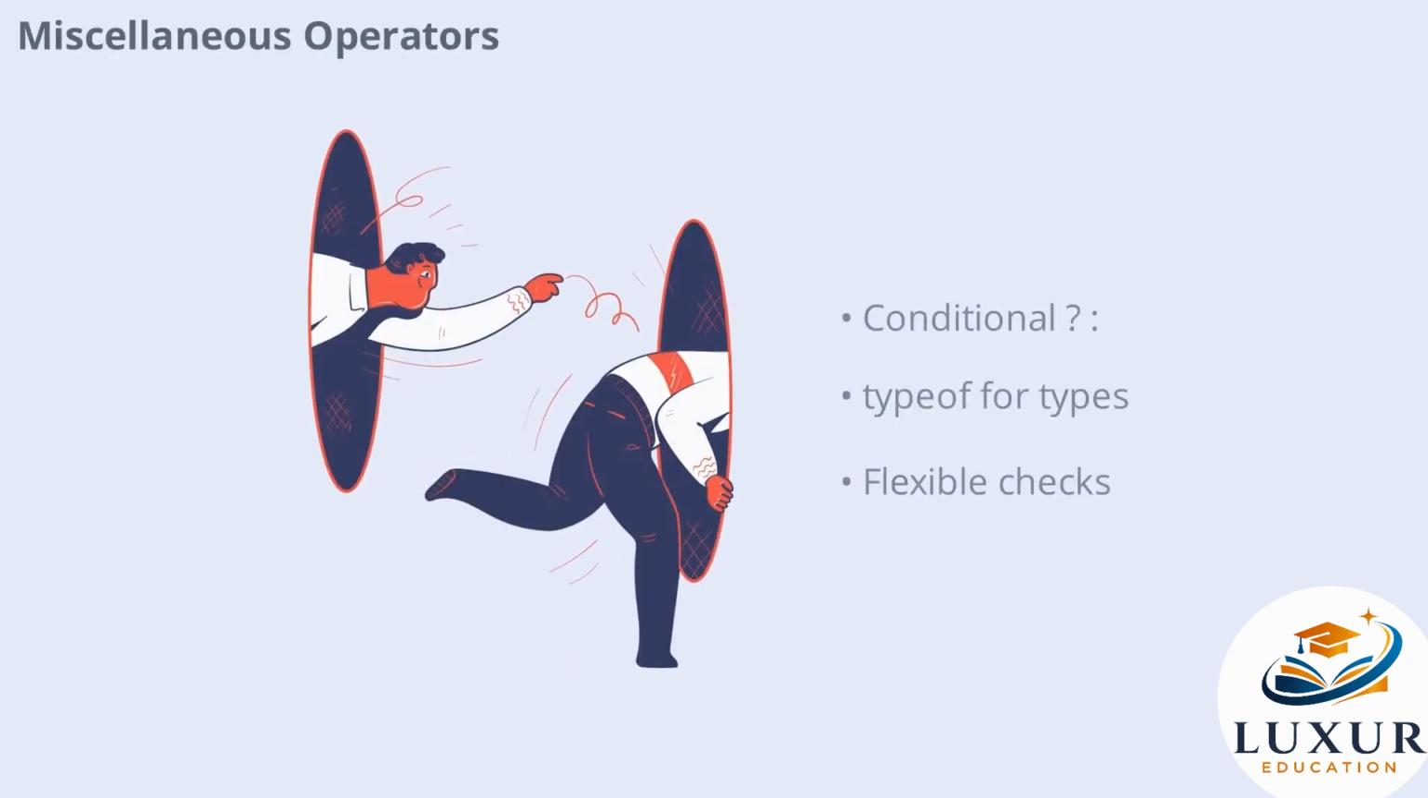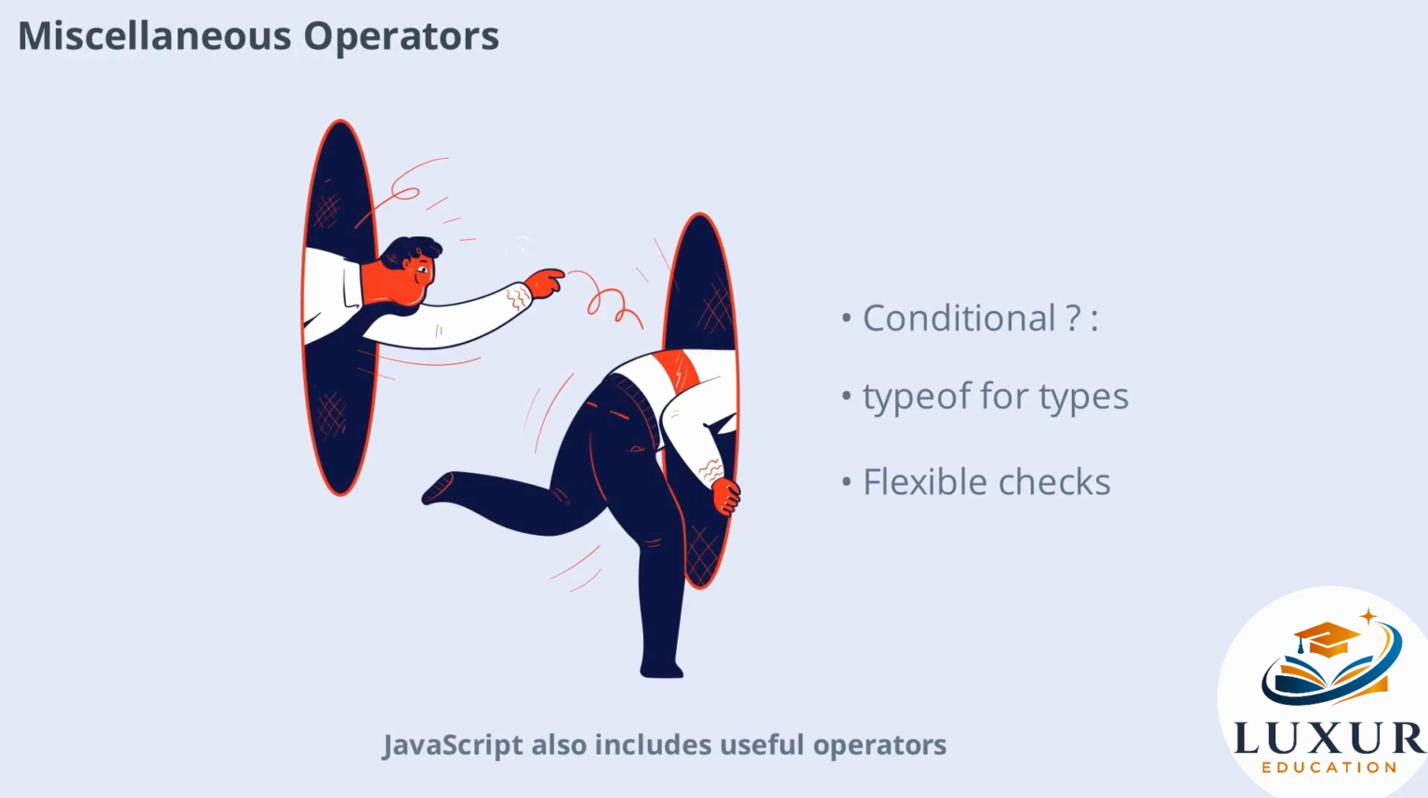JavaScript also includes useful operators like the conditional ternary operator and the typeof operator. The conditional operator evaluates an expression and returns one of two values based on whether the condition is true or false. The typeof operator returns a string indicating the type of its operand, helping you check variable types during execution.